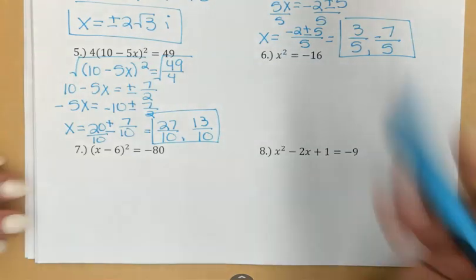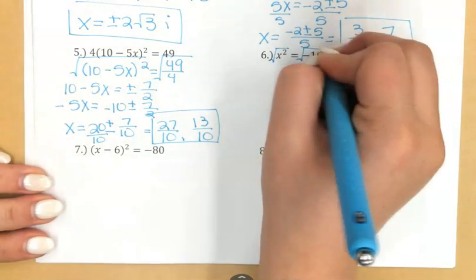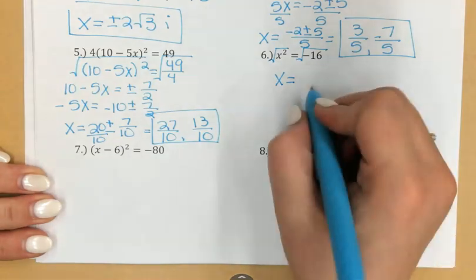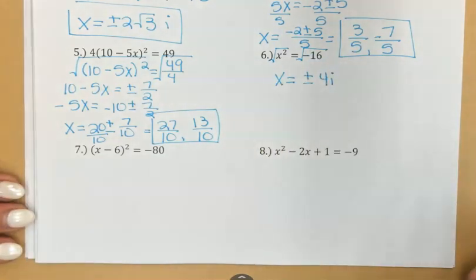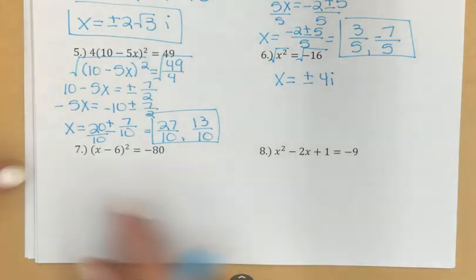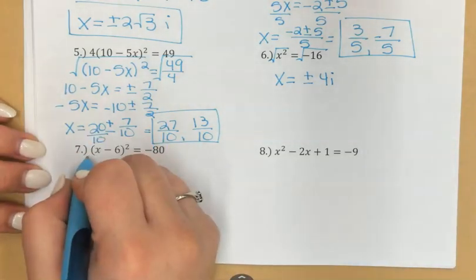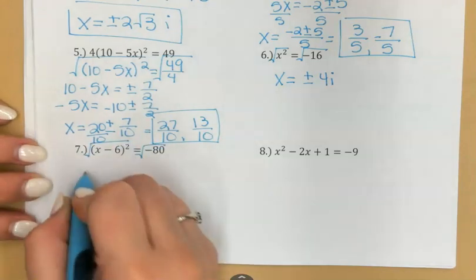On 6, my perfect square is already by itself, so I can square root both sides, and x is going to be plus or minus, the square root of negative 16 is 4i, and x is already by itself, so I'm done.